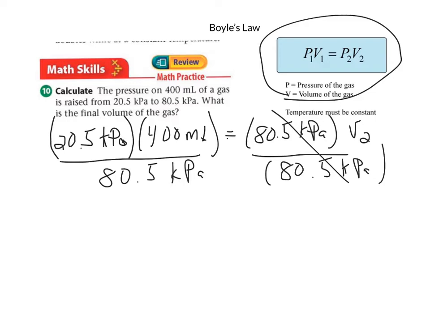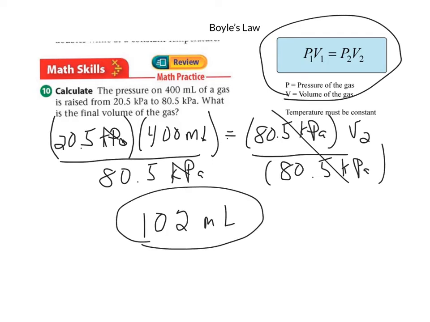And just as I paused, I went and did the math for this. Kilopascals is going to cancel out, so I'm going to be left with milliliters. And it ends up being 101.86. I'm just going to round that off to a nice even 102 milliliters. And my check with this is, I know with Boyle's law, if I increase the pressure on a gas, the volume should get less. And that's exactly what happened here. The pressure increased and the volume went from 400 down to 102.